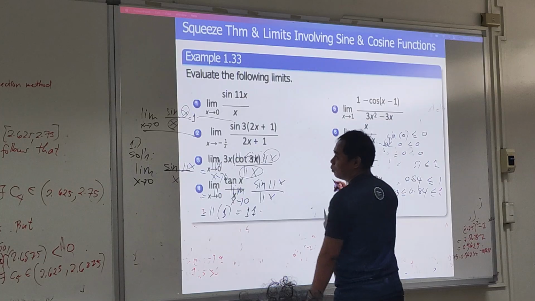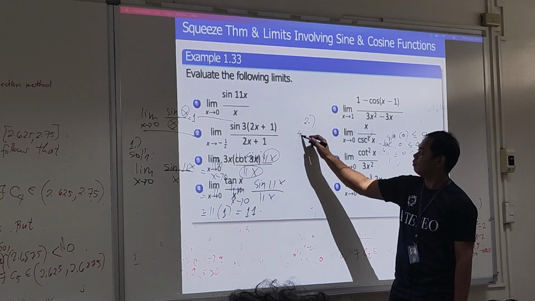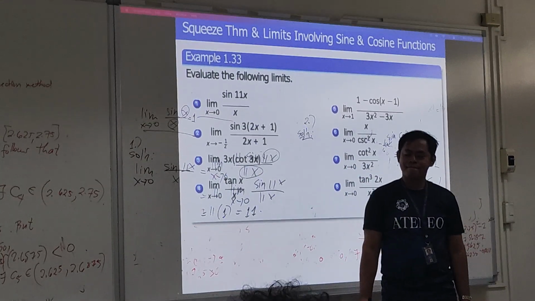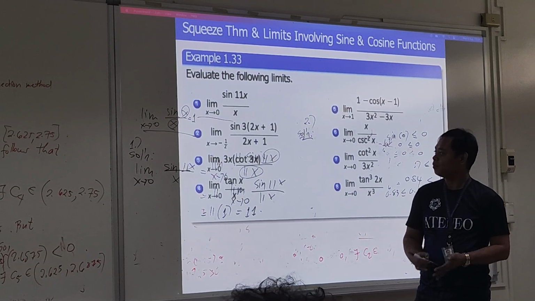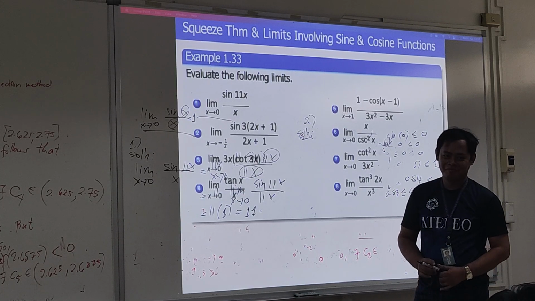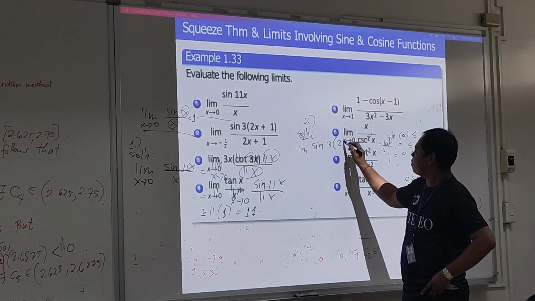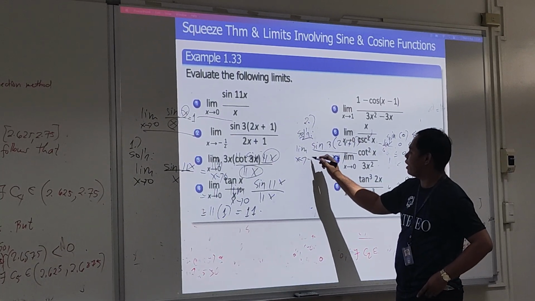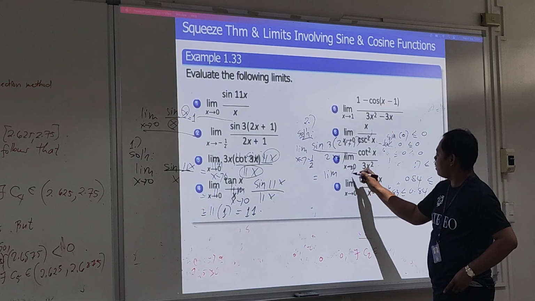How about number 2? The limit of sine of 3x over 6x as x approaches 0. We can multiply by 3 over 3. So this is the limit of sine of 3x times 3 over 6x times 3. So this is the limit of 3 sine 3x over 3x.